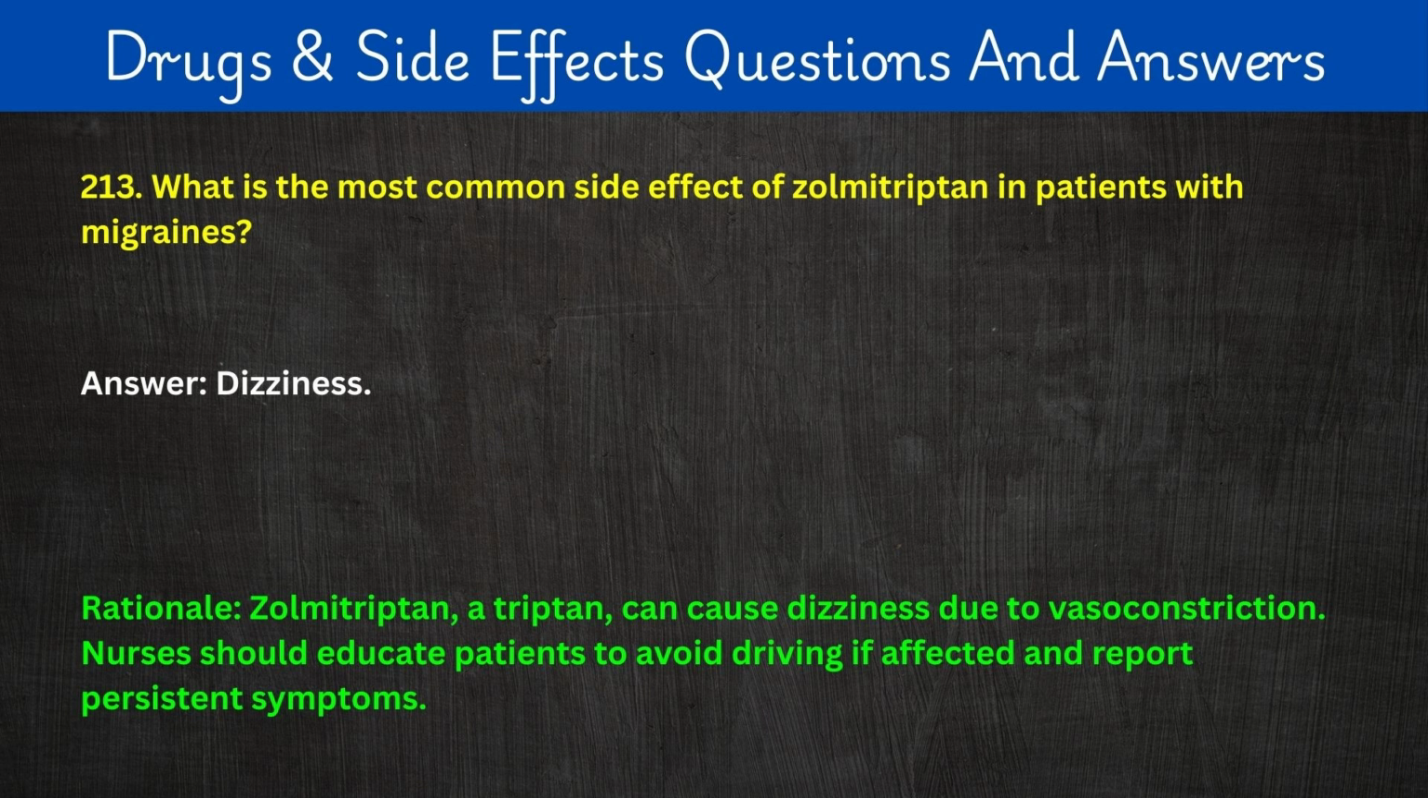213. What is the most common side effect of zolmitriptan in patients with migraines? Answer: dizziness. Rationale: zolmitriptan, a triptan, can cause dizziness due to vasoconstriction. Nurses should educate patients to avoid driving if affected and report persistent symptoms.